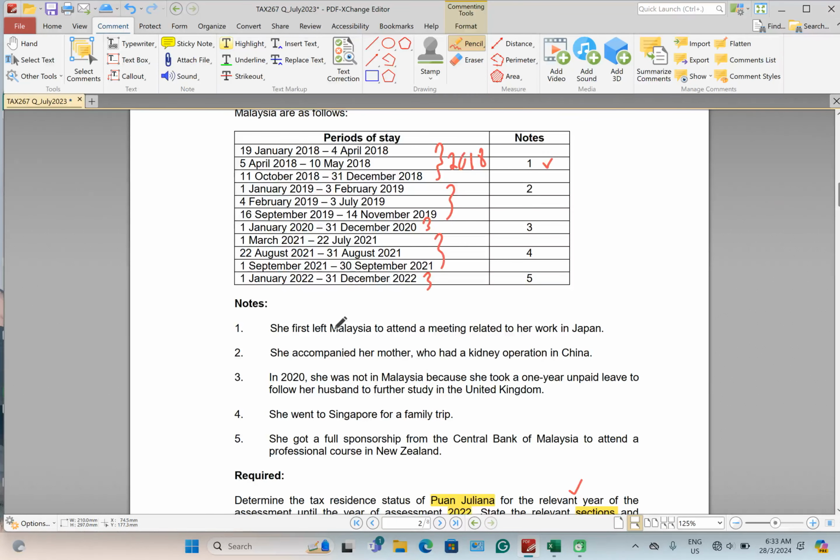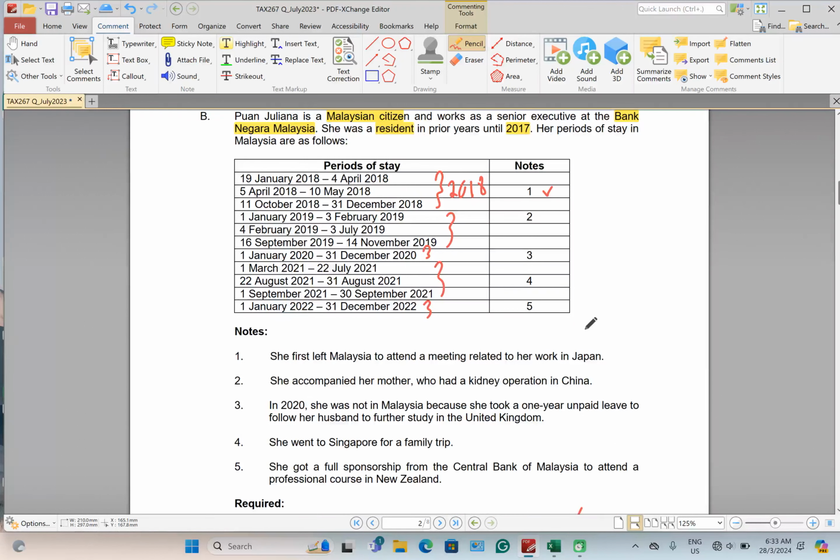Okay, she first left Malaysia to attend a meeting related to her work in Japan. Meaning to say, guys, the question mentioned in the first paragraph that she never left Malaysia, isn't it? So due to that, note number 1, why did she leave Malaysia to Japan? Related to her work. If related to her work, confirm, guys, this is TA under category number 1, related to work matters. So later on, guys, please record this date. This one is confirmed TA.